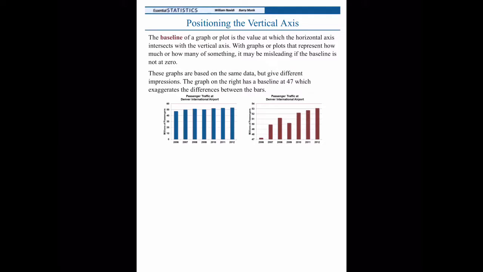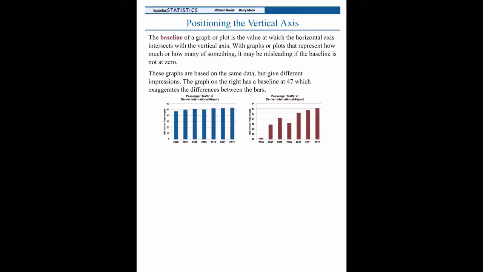The 2006 is maybe around 47, 48, and 2012 is around 52. That's only a 10% difference from 48 to 52. Not that many millions of passengers increased. But when you look at the right-hand graph, all of a sudden 2006 is very small because the baseline is 47. So it looks like maybe 10 times as many passengers traveled in 2012 compared to 2006, but that's not true. Because we have improperly scaled the y-axis here, we see what has happened.